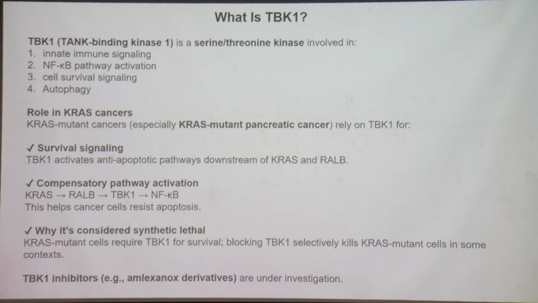compensatory pathway activation. So if you inhibit TBK1 in KRAS dependent cancer, these tumors will die. Normal cells will not die, because in normal cells TBK1 is not that important. But KRAS is the main guy, and it depends on TBK1. So just inhibiting TBK1 will kill those cells. This is a very good example. KRAS mutant cells require TBK1 for survival. So blocking TBK1 selectively kills KRAS mutant cells.